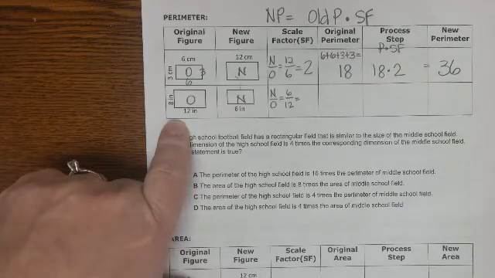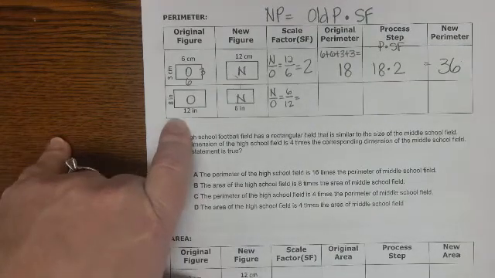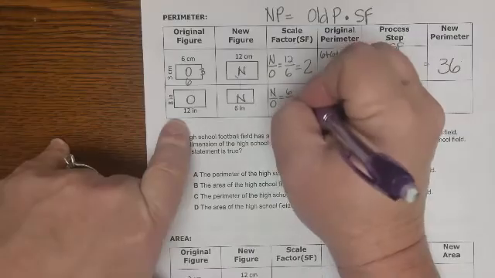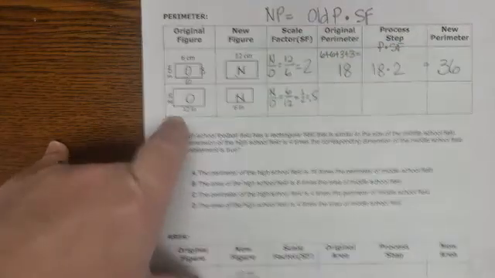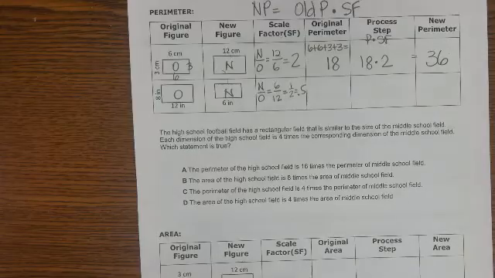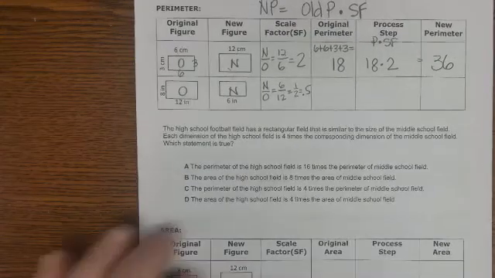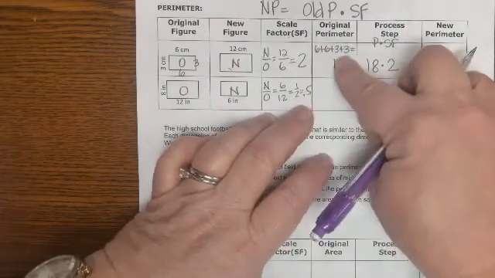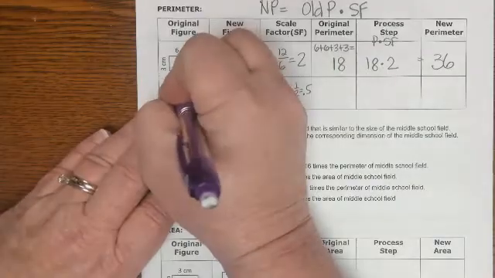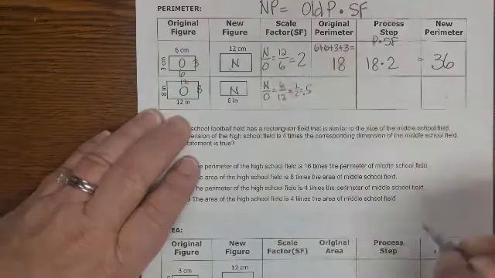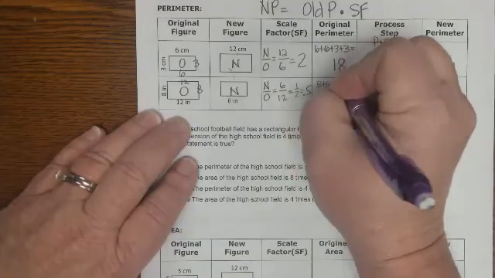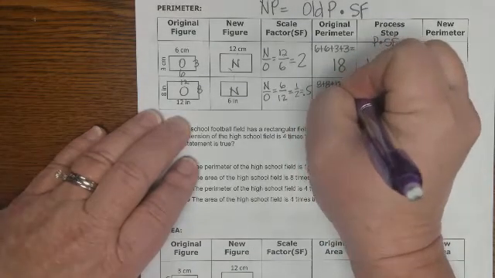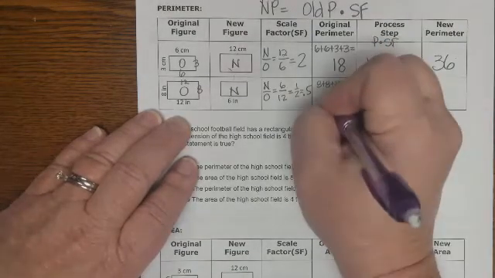Well, 6 over 12 simplified gives me the fraction 1/2, or you can use 0.5. In this case, when you're multiplying, it's probably easier just to use 0.5. So, original perimeter, remember I would have 12 here and I would have 8 here. So I would be doing 8 plus 8 plus 12 plus 12, which equals 40.